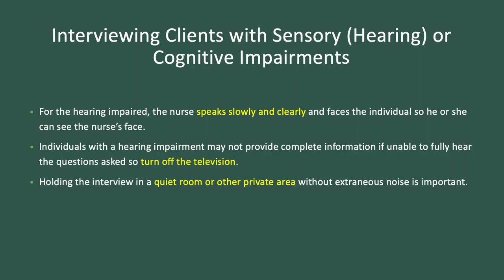Okay, so when we are interviewing a client with a sensory or hearing cognitive impairment, we need to speak slow and clearly. We need to face the individual so they can see our face, because a lot of times if they miss words in between, they can still see our facial expression and recognize what it is we're trying to say. Remember, it's everything, right? Individuals with hearing impairment sometimes will turn up the TV very loud. Turn it off while you're talking to them, or turn it down, but mostly turn it off, right? Because we want them to have our time and attention, and we want to give it in return. And we can't if somebody is screaming, right?